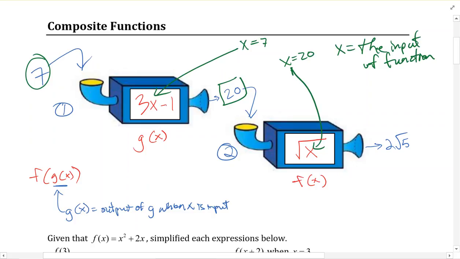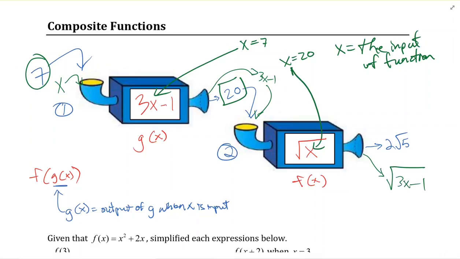Okay. Now we could imagine with variables that any number could be plugged into our function. So let's imagine what would occur if we were to plug in a variable. Let's say the variable x. If we plug x into the first machine, the output is going to be 3x minus 1, which we could plug into the second machine, giving us the square root of 3x minus 1. And that gives us an equation form of our composite function. When we compose these two functions in this order, we get the square root of 3x minus 1.